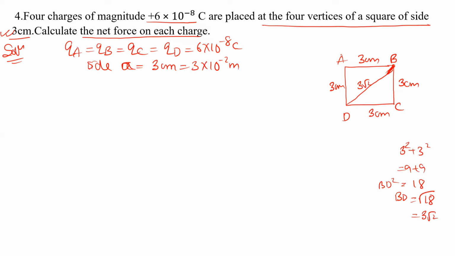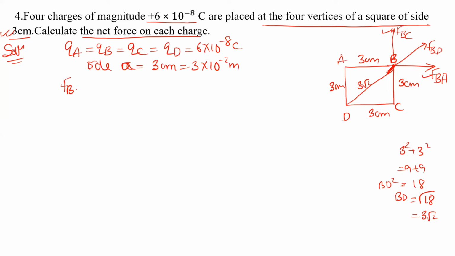So here if you see, the force is repulsive on the charge placed at the vertex B due to A. So force on the charge B due to A is repulsive. This side also, it will have a repulsive force on B due to C, and here on B due to D. Okay, now first we will see the magnitude of the forces.